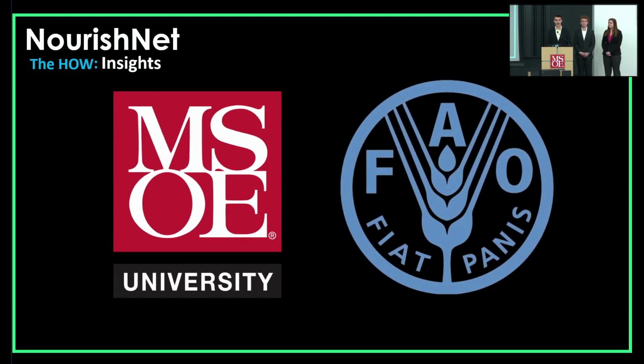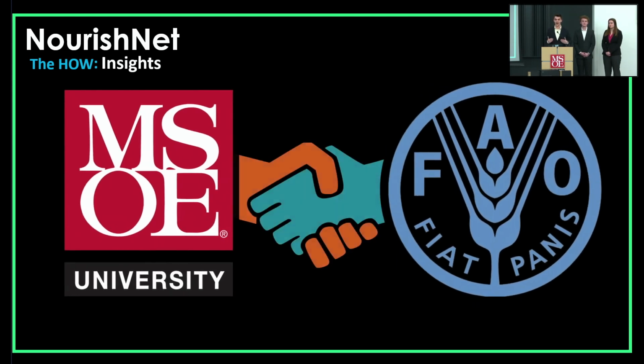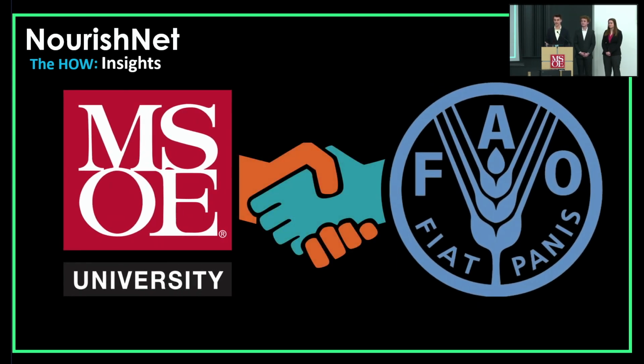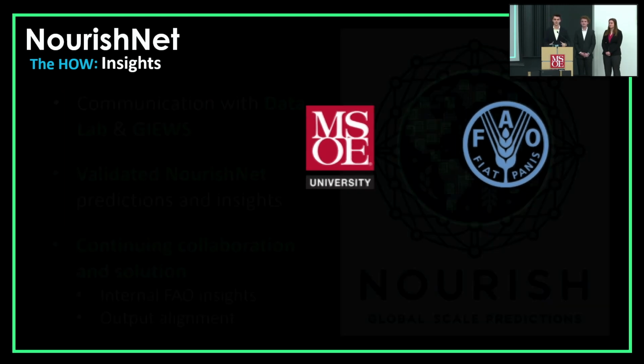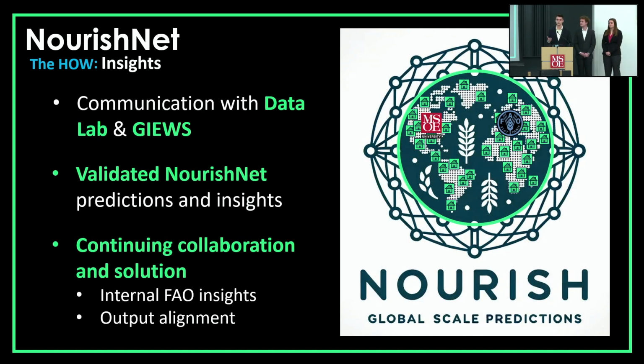We went to them asking, how could our NourishNet pipeline aid the work that you're doing already, or how can we aid your existing warning system? And from sharing our ideas, we are now actively collaborating with the United Nations FAO to further develop our solution, along with the GIEWS system, to provide actual communities with the insights we're getting here at MSOE, the ability to increase their food security and ultimately save lives. What this more specifically looks like is we've been communicating with their data lab, which is their growing data science team, as well as those responsible with the GIEWS system.